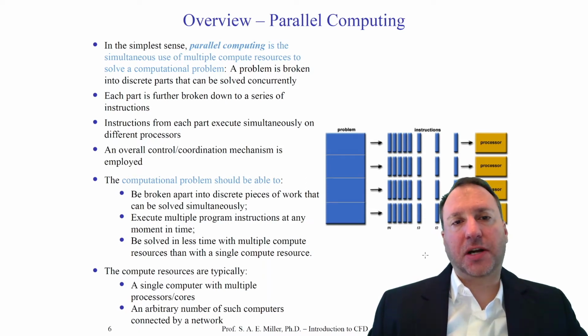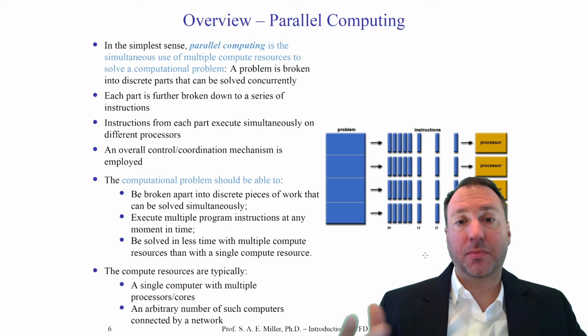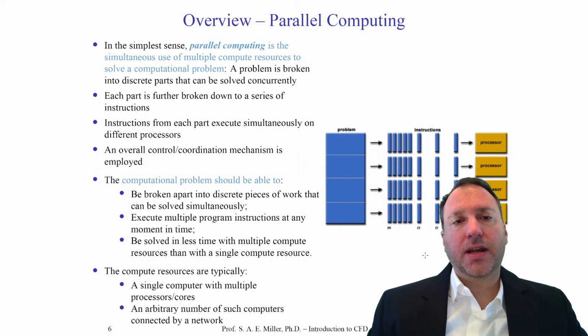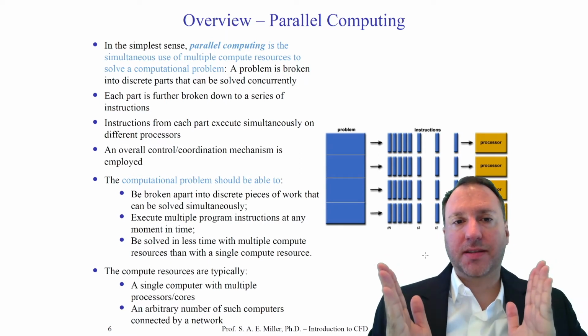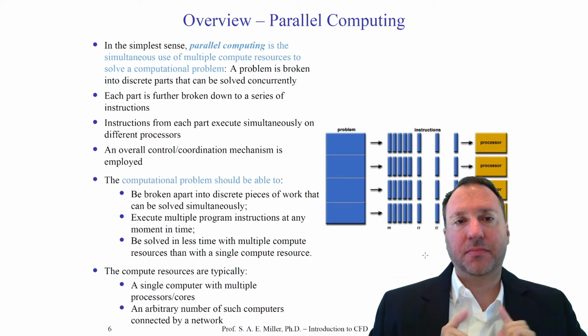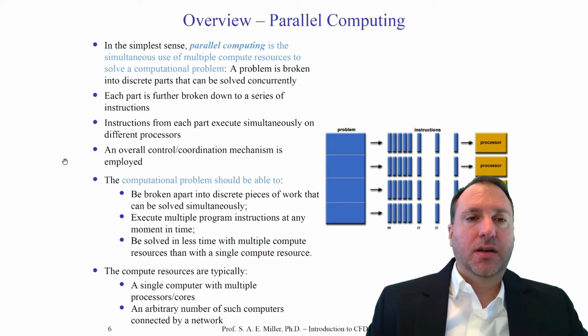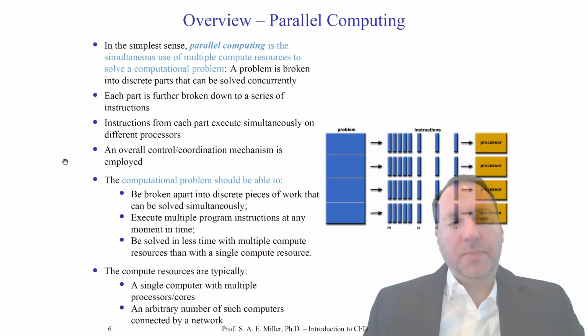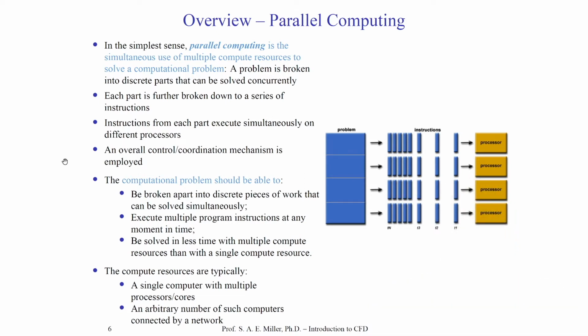Now, each set of instructions would likely be executed by a particular processor. You would need more than one processor now to run, of course, a parallel program. And they would be running in parallel, that is, at the same time, but on two different parts of the problem, if we can break it up, at least. Now, our computational problems should be able to be broken up in discrete pieces that can be solved simultaneously.